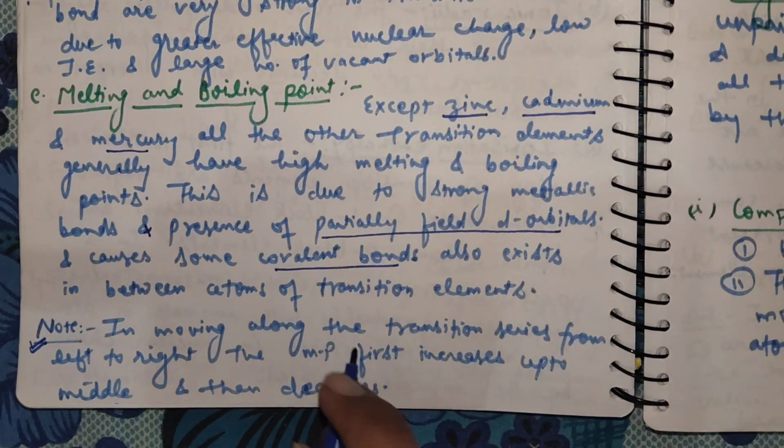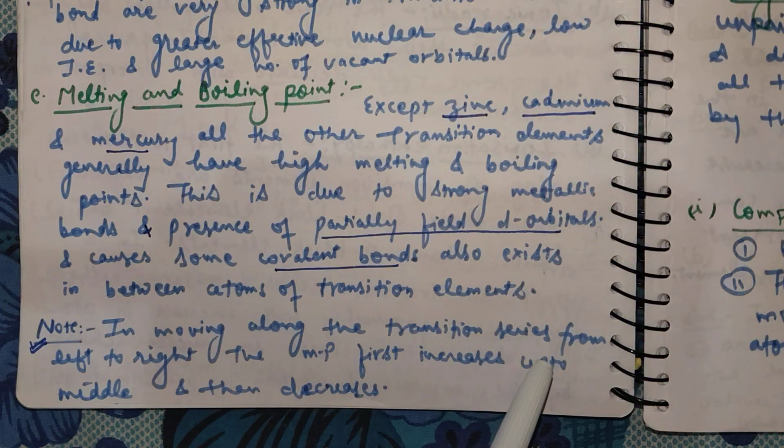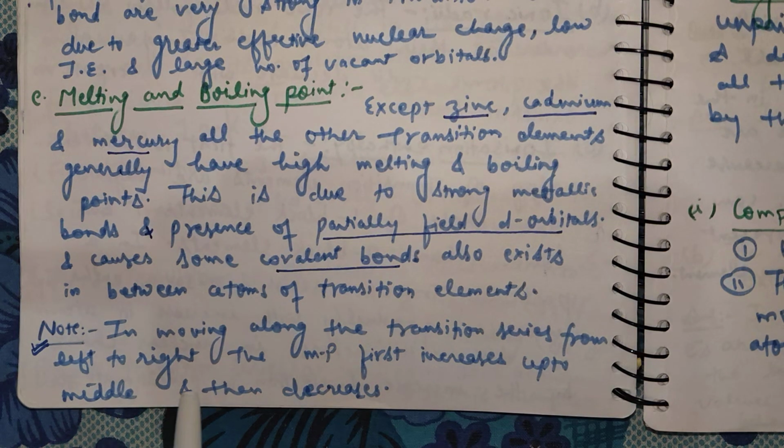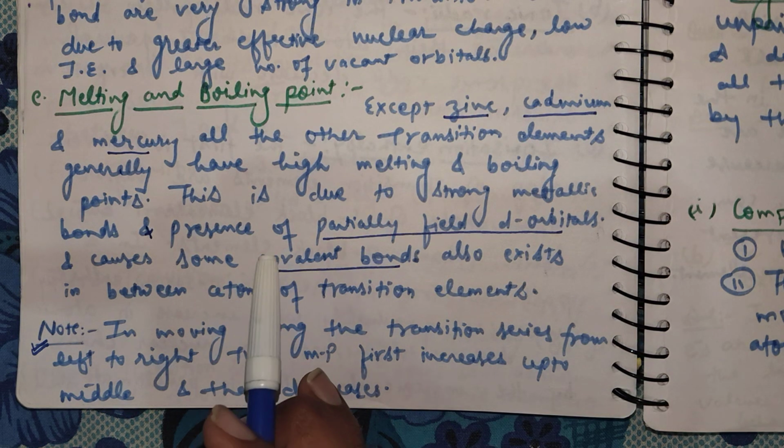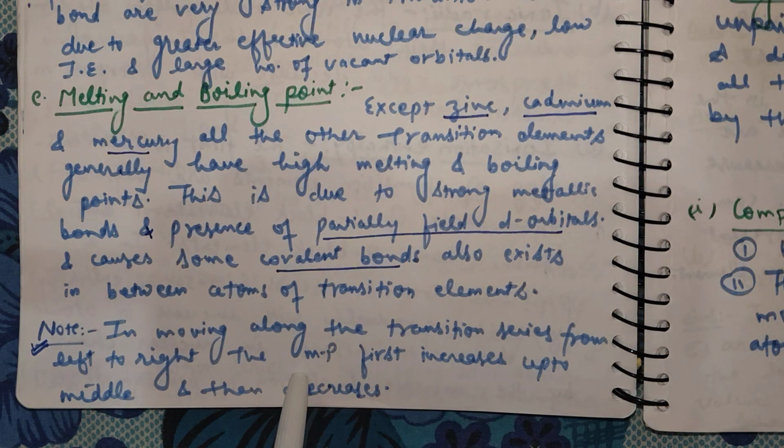This is an important note: in moving along the transition series from left to right, the melting point first increases up to the middle and then decreases. Melting point first increases and then decreases because from the middle the electrons are paired up in d orbitals. So this is the reason. When the electrons go through pairing, the melting point decreases because of pairing of electrons in d orbitals.